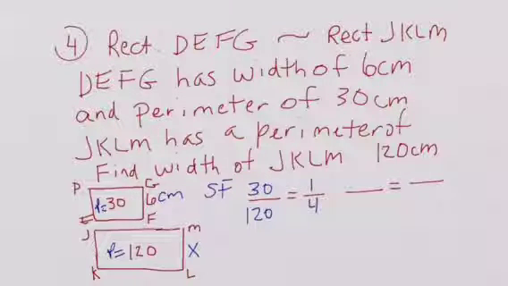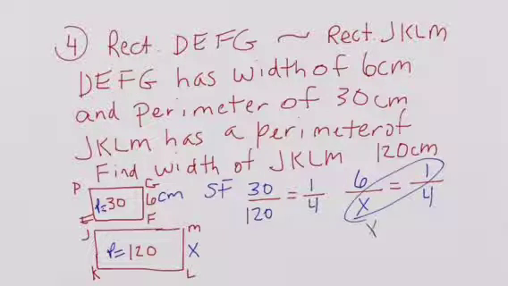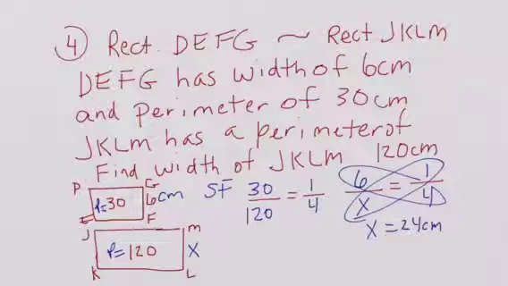Now we're ready to set up the proportion to find x. So we're going to take 6, which is the small width, over x, which is the large width that we're looking for, and we're going to set it equal to the scale factor, which is 1/4. We're going to go ahead and butterfly. So we're going to have x is equal to 24 centimeters. So notice that the scale factor for the sides is the same as the scale factor for perimeter.